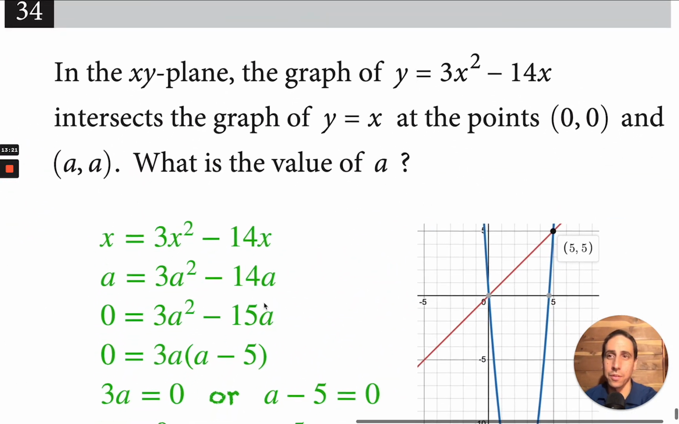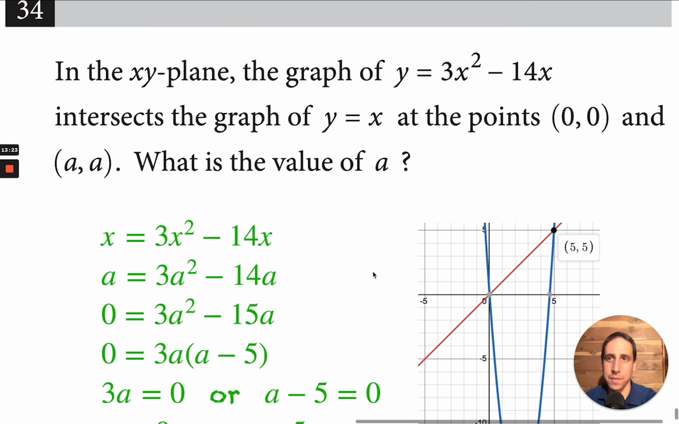In the xy plane, this is from SAT Prep. In the xy plane, the graph of y equals 3x squared minus 14x intersects the graph of y equals x at the points (0, 0) and (a, a). What is the value of a?